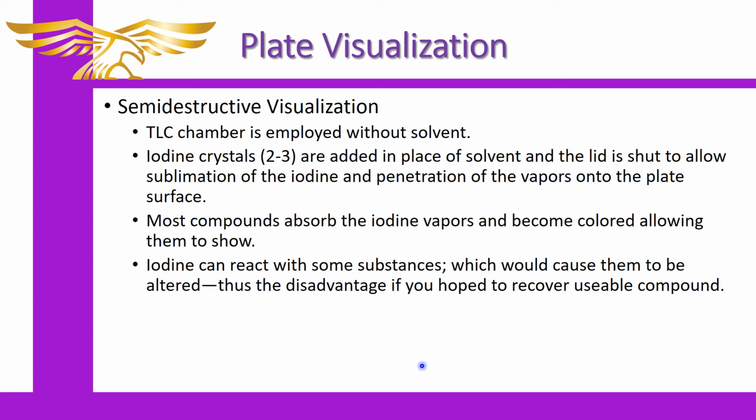The process is almost the same as when you developed it in the beginning, except you use no solvent. You place the plate in the chamber, add 2 to 3 crystals of iodine, and pop the lid over it. The iodine sublimates, and the vapors penetrate the plate and go into the surrounding products that have traveled on the plate and give them a color, and it turns them kind of the same color as iodine.